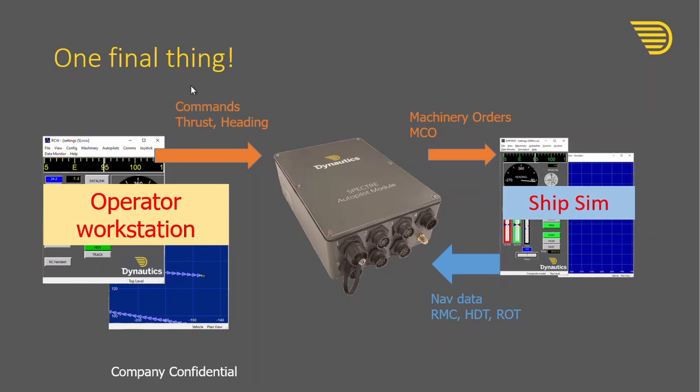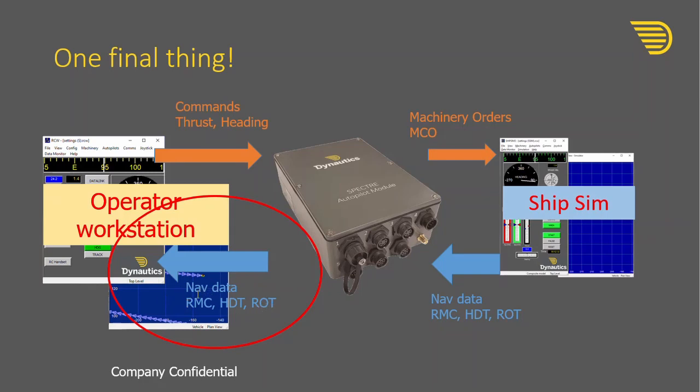Okay, now we've got commands going into Spectre. Spectre is commanding the ship, the virtual ship in this case. The ship is sending back sensor data, navigation data, GPS and heading and so on back to Spectre. There's one thing missing. It's absolutely essential that you get some of that navigation data back into your front end. Otherwise, you're driving blind. You need to have situational awareness, and you need to plot the position and course of the boat and the heading of the boat on your chart or your plan view.